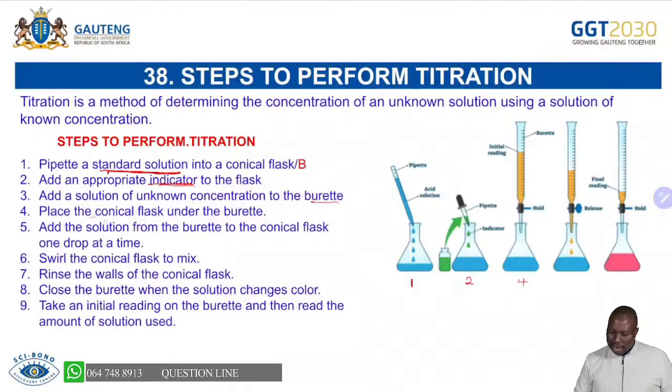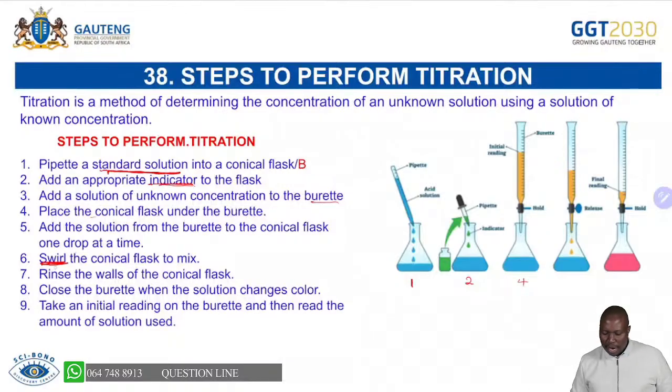And then we are saying now add the solution from the burette to the conical flask, one drop at a time. So we don't want you to just open your burette like that, because you might pass the end point. So with the color change you must be very accurate, that immediately when the color changes, you stop the titration. Hence we're saying go drop by drop. And then we're saying swirl the conical flask. So step number 6 there, you swirl. We didn't say shake, because when you are dealing with chemicals here, you might spill them on yourself. So we're saying swirl them nicely.